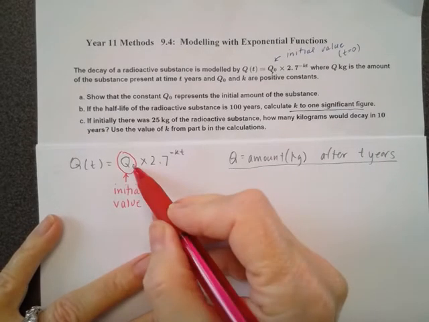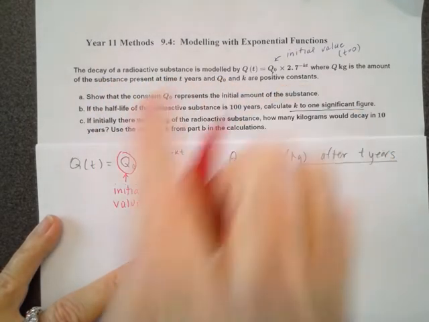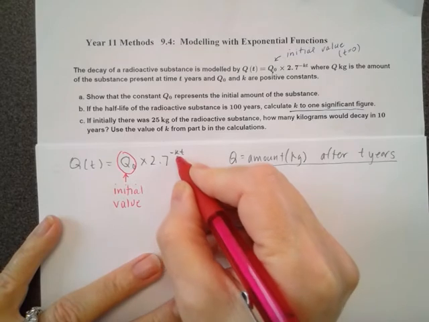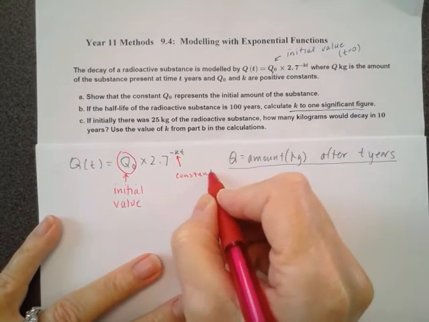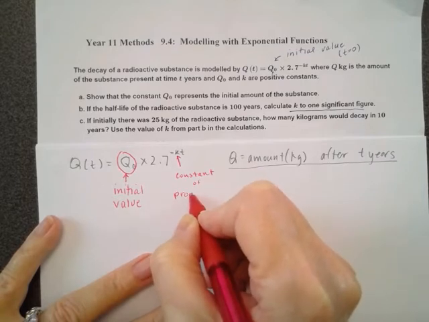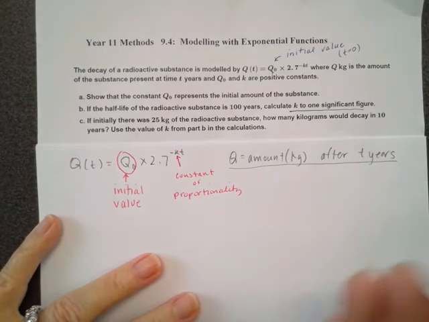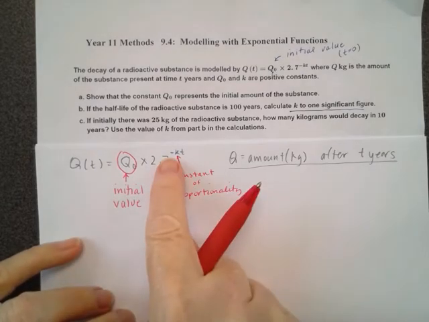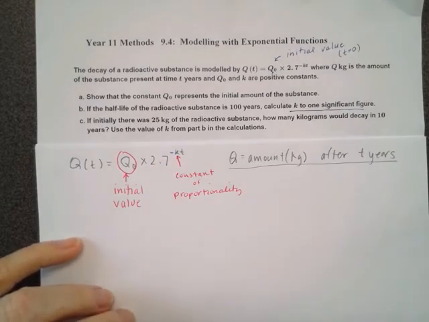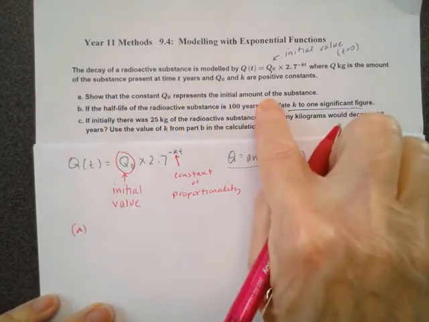We call it Q naught because that's a little zero there, and it is the initial value. So how much of the radioactive substance are you starting with? This K is called a constant of proportionality. It's really what builds our exponential equation, and if it's negative there, then we know that the amount is decreasing.